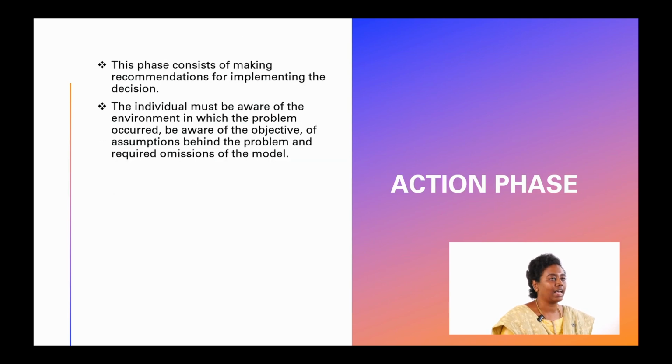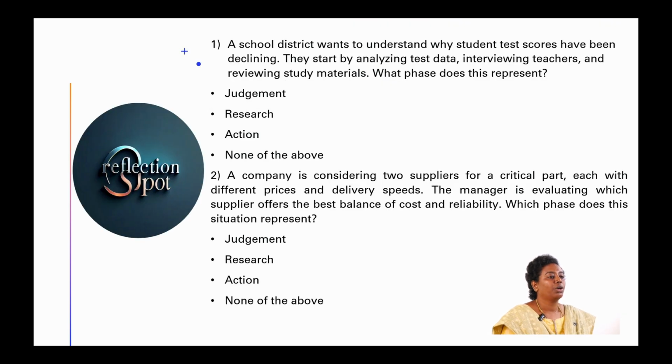The next phase is action phase. This is the execution phase, where this phase consists of making recommendations for implementing the decisions. The individual must be aware of the environment in which the problem occurred, be aware of the objective of assumptions behind the problem, and required omissions of the model. We'll discuss some of the questions based on the learning, which gives you a clear idea.